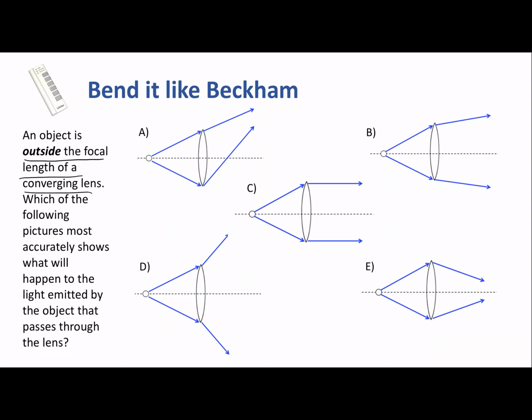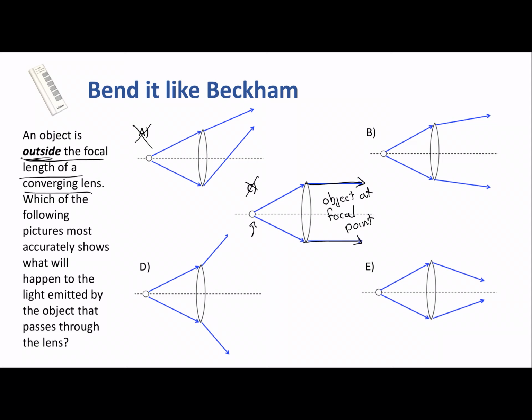So, which picture do we want to select? Well, we can eliminate some. A is kind of wonky. What else can we eliminate? Well, we could eliminate C. Why? Because if the object's outside the focal length, the light that goes through the lens should not end up being parallel to the principal axis like this. This is actually an object at the focal length. So C is a picture of an object at the focal length, or the focal point.